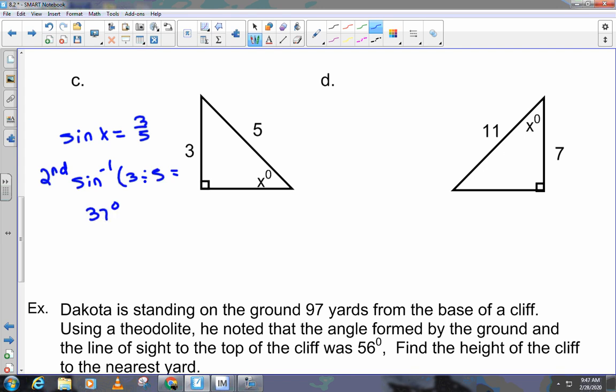Okay? Usually the sides, they do tenths, and the angles, they do whole number, usually. Just make sure you read the directions.